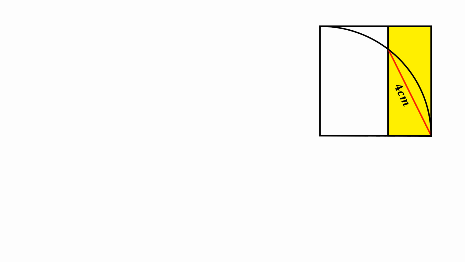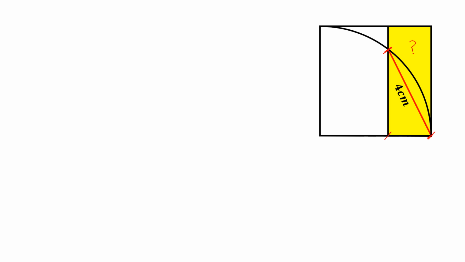Let's begin to solve the question. The question is we have this square and there is a quarter circle inside the square and the length of this red line is 4. How to calculate this yellow area? How can we solve this?